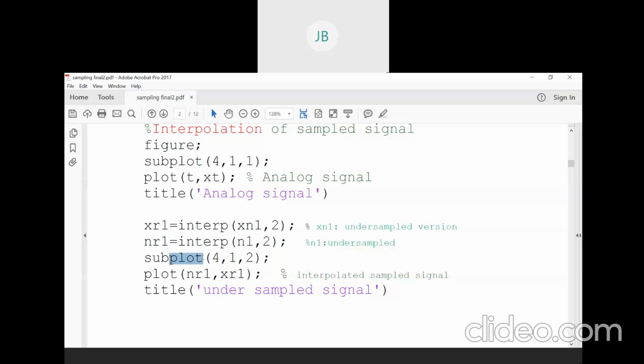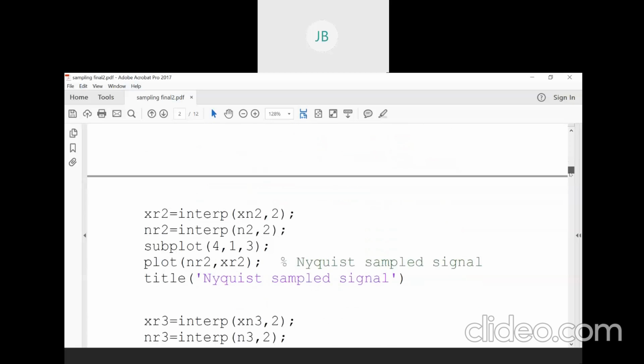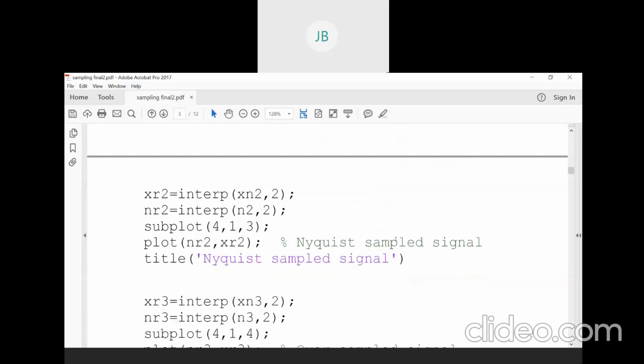So we call the subplot here. The second subplot will be the reconstruction of the undersampled version, and we are going to plot nr1 and xr1. This is the time axis nr1, and this is the amplitude axis xr1. We will name it undersampled signal, which is the reconstructed version. Similarly, we do it for the Nyquist sampled as well as the oversampled versions.